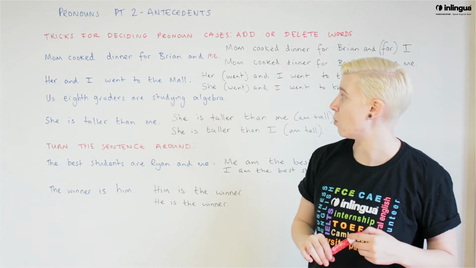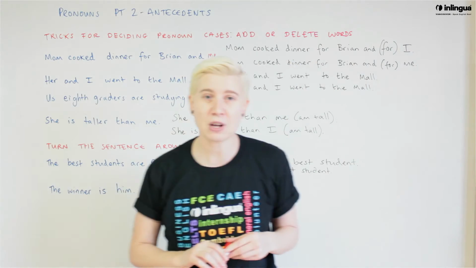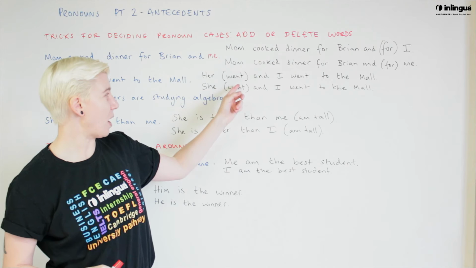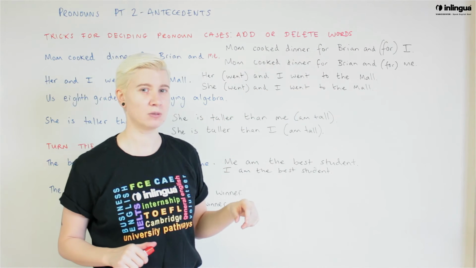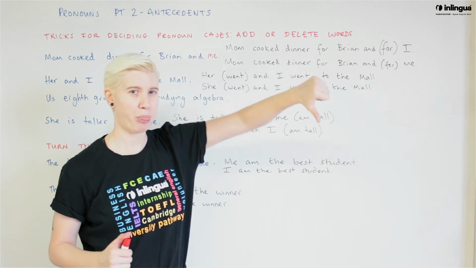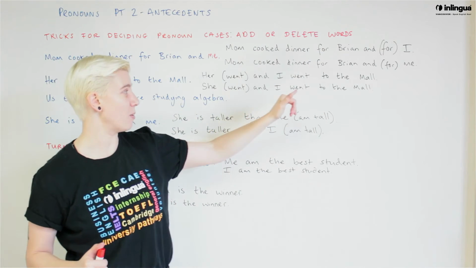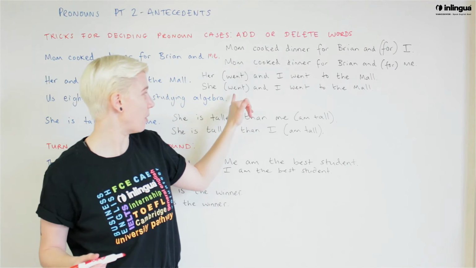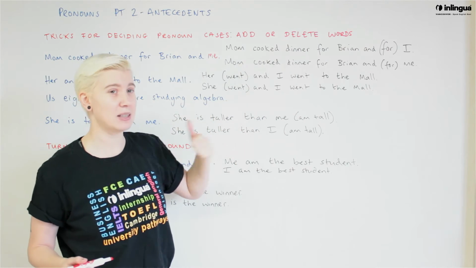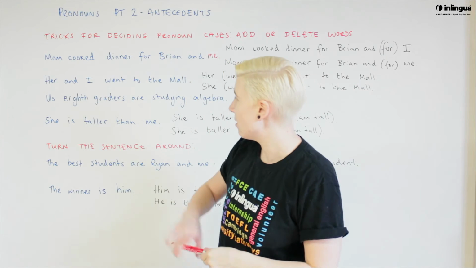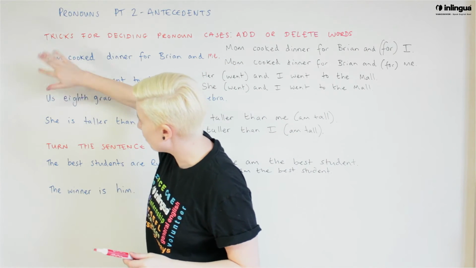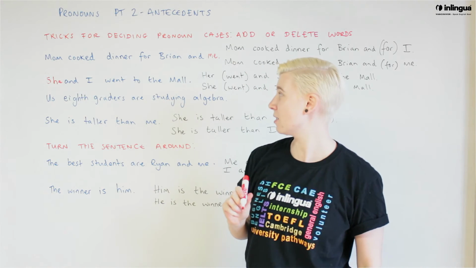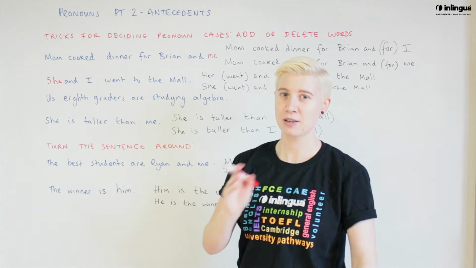Have a look at my second example. Her and I went to the mall. So what I have done here is taken the verb went and repeated it. Her went and I went to the mall. How does that sound? She went and I went to the mall. That's right, she went. We know how to use subjectives when the verb is right here. She went sounds good. So now I know that this is incorrect. This should be she and I went to the mall. She and I, not her.